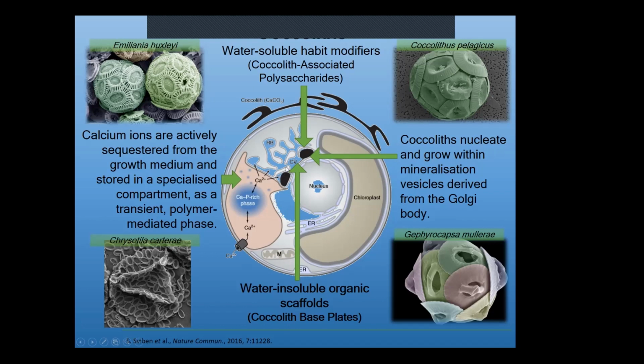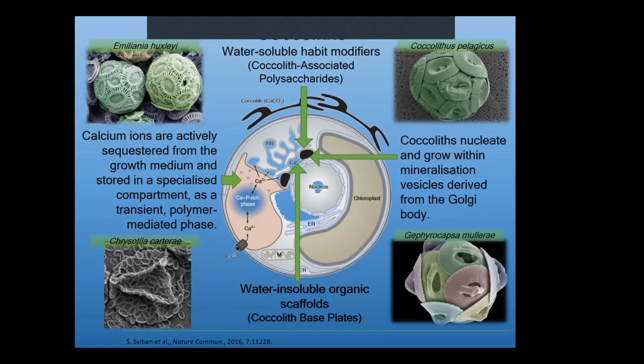And we know that there are storage compartments that are rich in calcium phosphate. So the calcium, as it is taken from the seawater through calcium channels on the membrane, it's somehow translocated into these compartments. We don't know the mechanism. And then from these compartments, it has to be delivered to the coccolith vesicle. Again, we don't know how that happens.